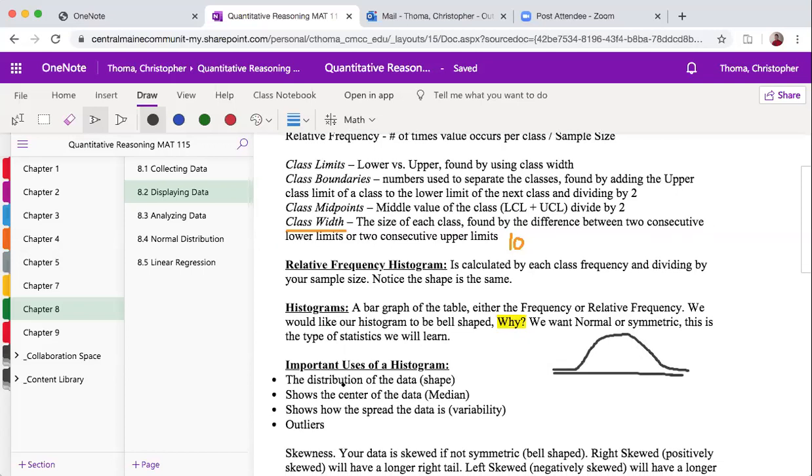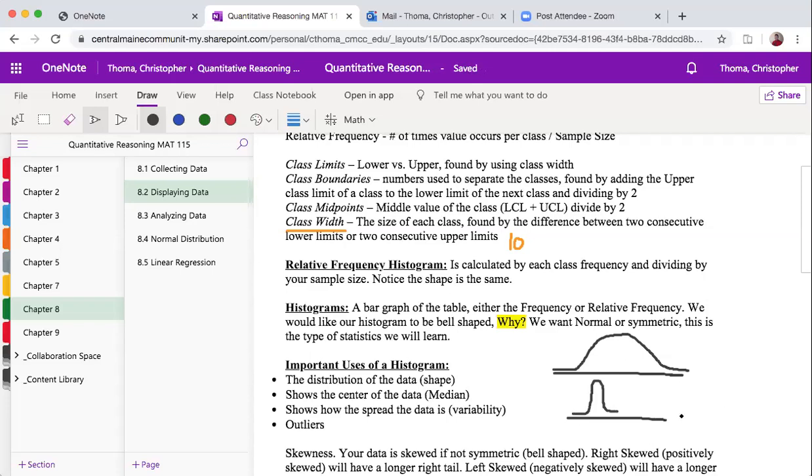So important uses of a histogram. It tells us the shape of our data. It shows us where the center is, which we call our median, which we'll spend next class how to actually calculate. It shows us the spread of our data, right? So do we have a wide bell curve like I have here, or do you get a nice tight narrow bell curve like that, right? So it can show us our distribution of our data.